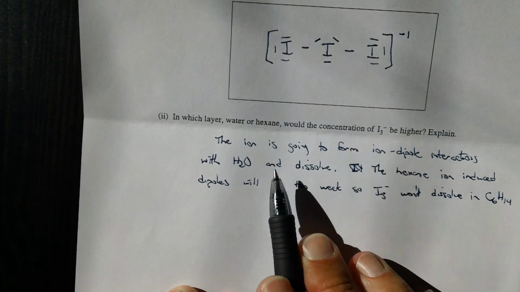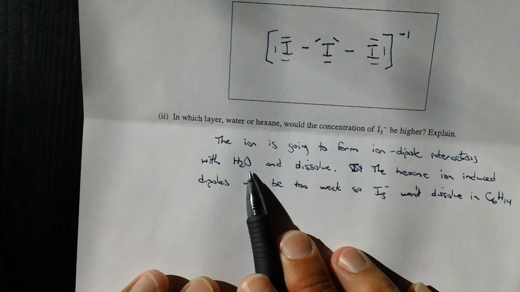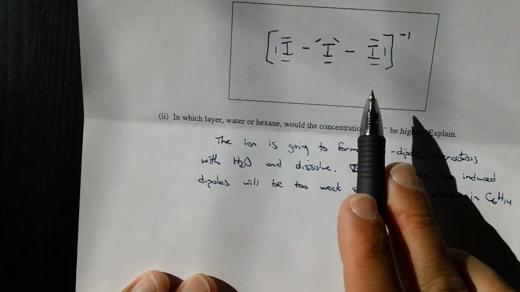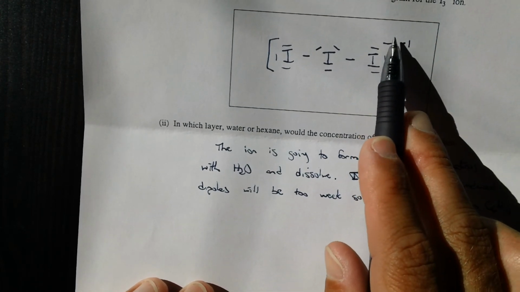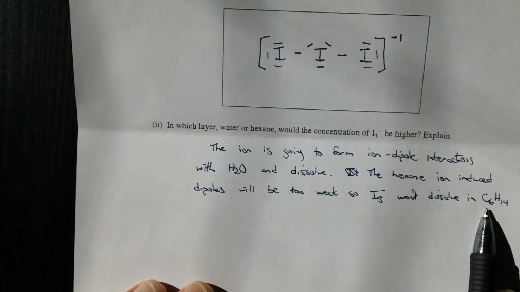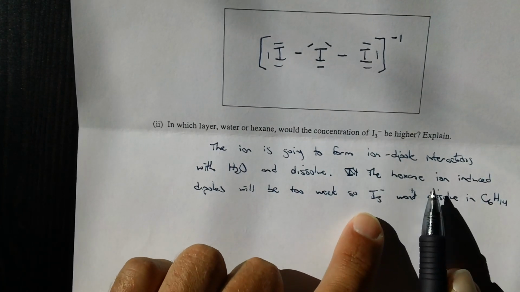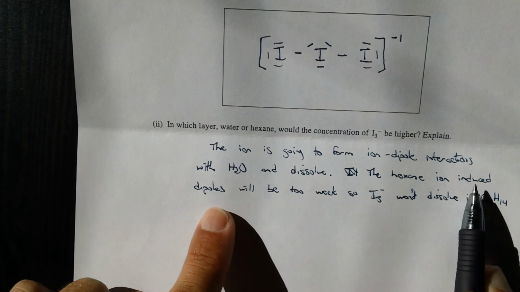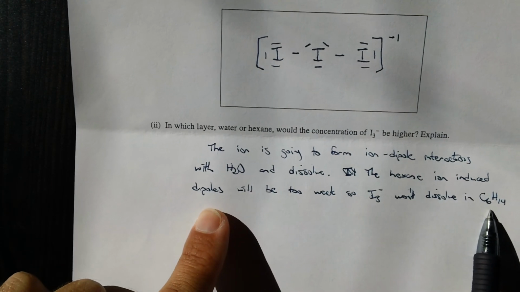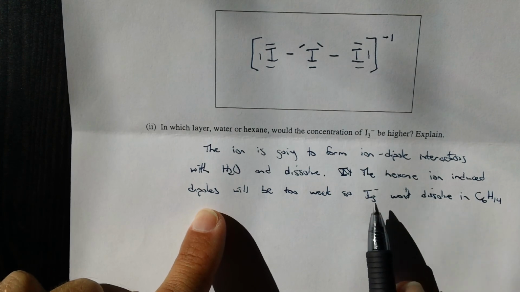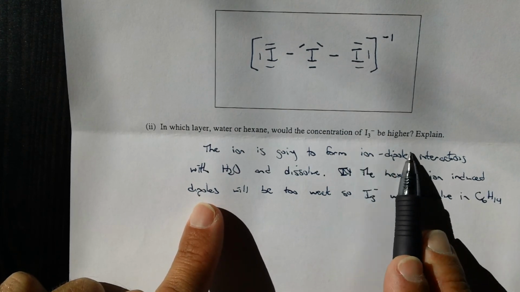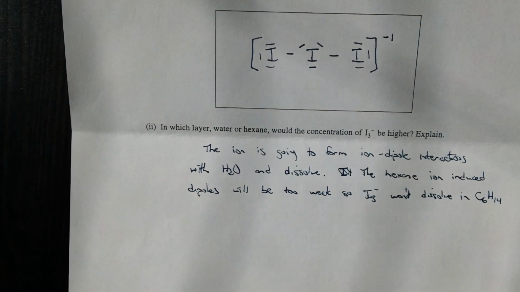Talk about these interactions. Water is charged, right, because it's polar, and so it's going to dissolve that charged or polar I3. This guy is non-polar, so it won't dissolve those. Now, it does have an ion, and that ion will induce some dipoles out of the C6H14, but those are going to be weaker interactions than the ion dipole interactions that are already established with water.